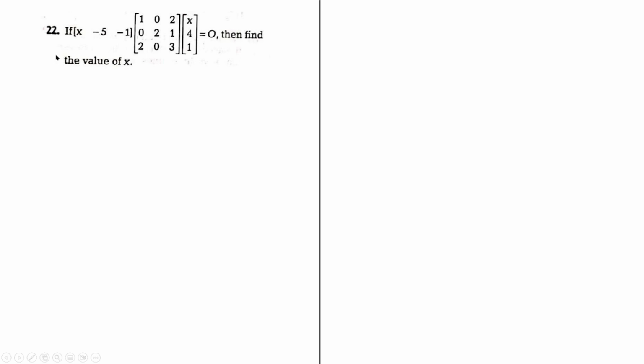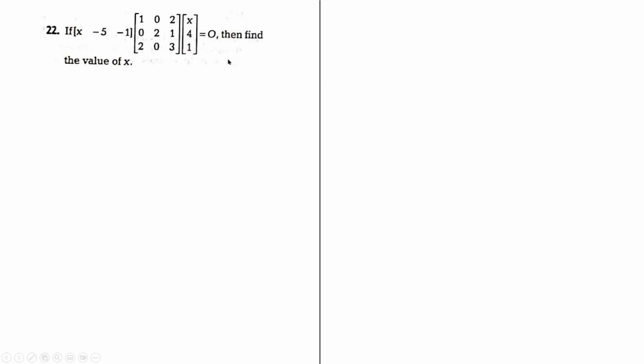Moving on, next question. If the matrix [x -5 -1] into the square matrix [1 0 2; 0 2 1; 2 0 3] into the column matrix [x; 4; 1] is equal to the 0 matrix, then find the value of x. So here first we have to multiply these matrices, equate to the 0 matrix, then compare the elements and find the value of x.